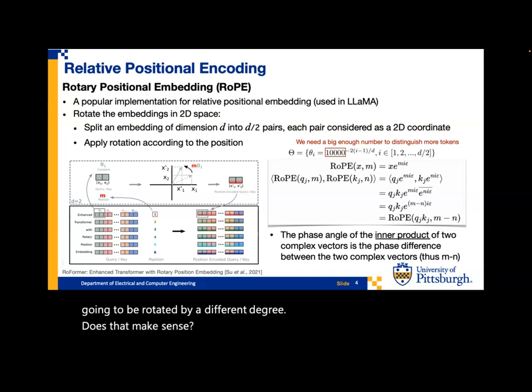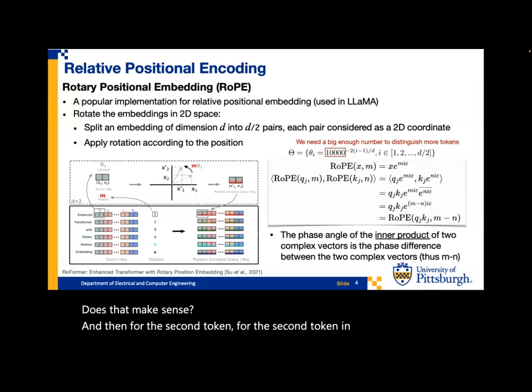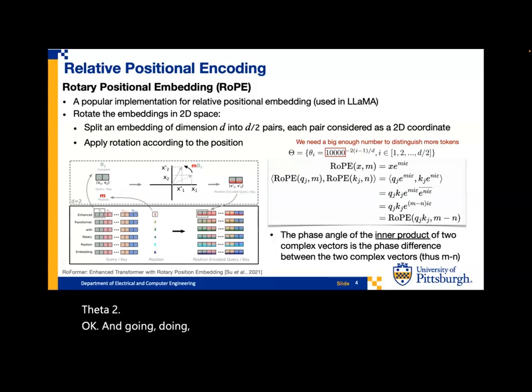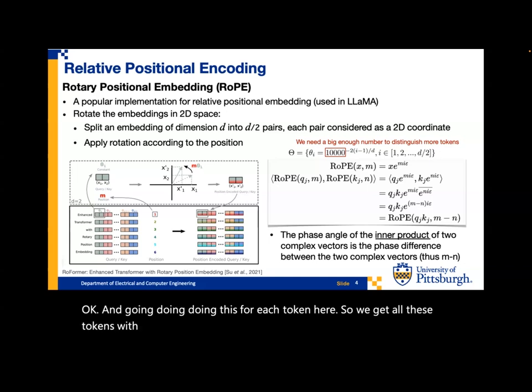Then for the second token in the window, we rotate the first pair by 2 theta 1, and the second pair by 2 theta 2. We do this for each token, so we get all these tokens with the positional encoding. Any questions?